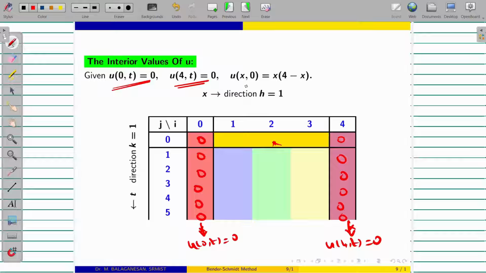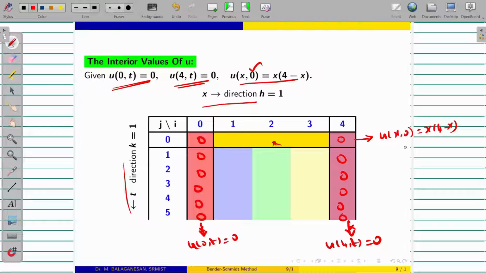What is the last condition? u(x, 0) = x(4 - x). t value 0, where will it be? This is the x-axis, the x direction, and this is the t direction. So t value 0 will be in the x direction. That is this line. This line represents u(x, 0) = x(4 - x).